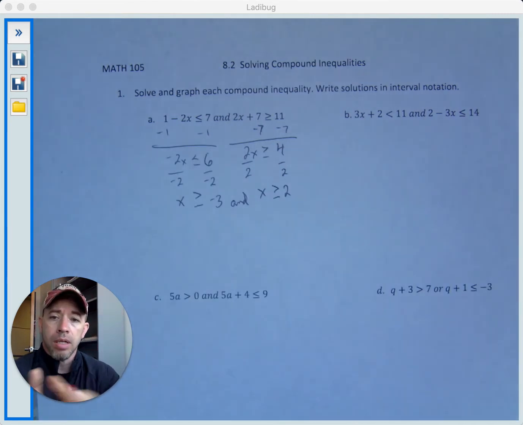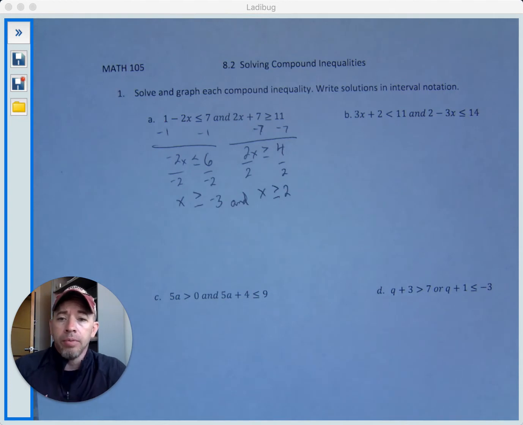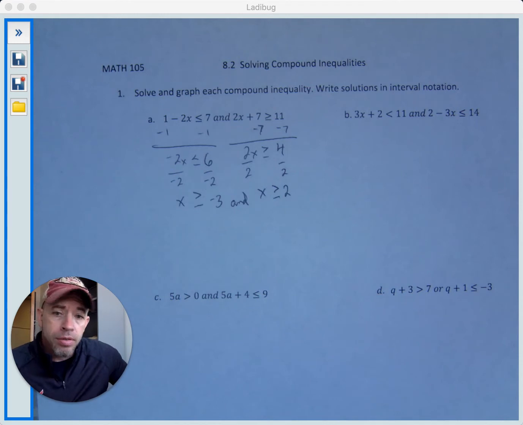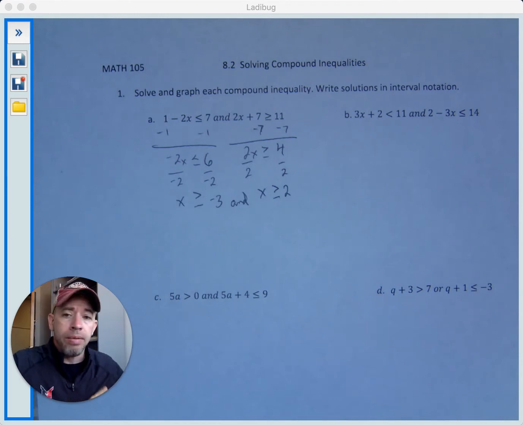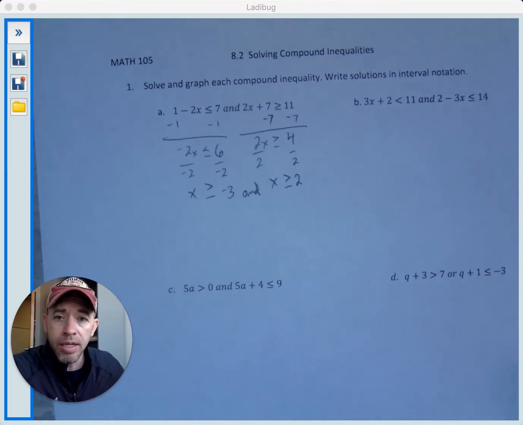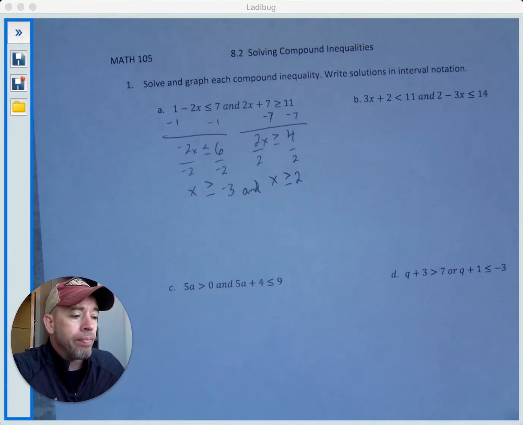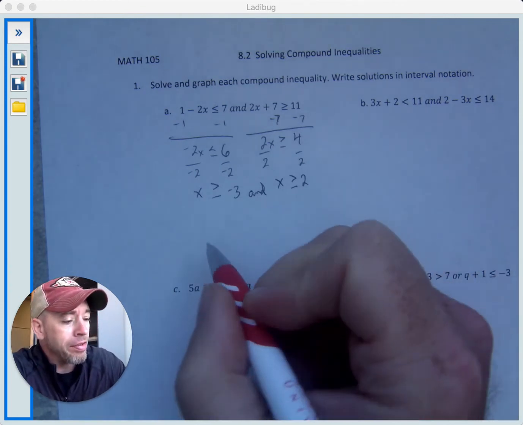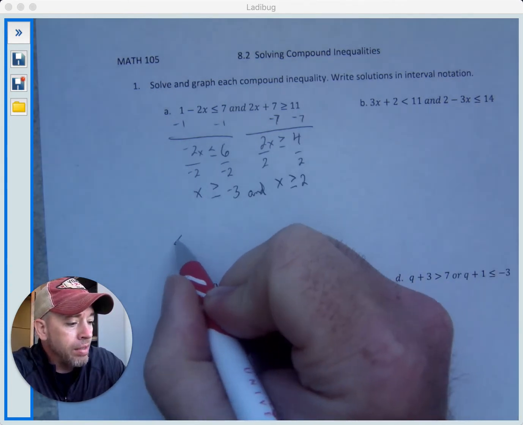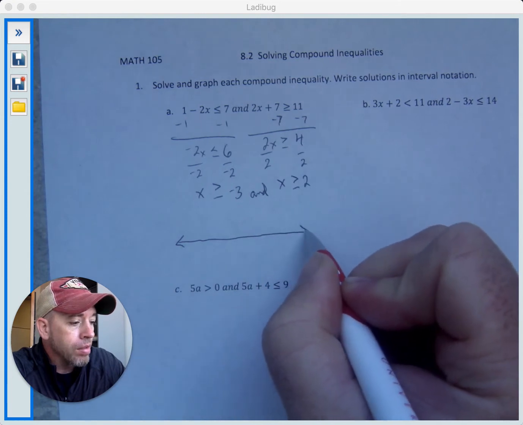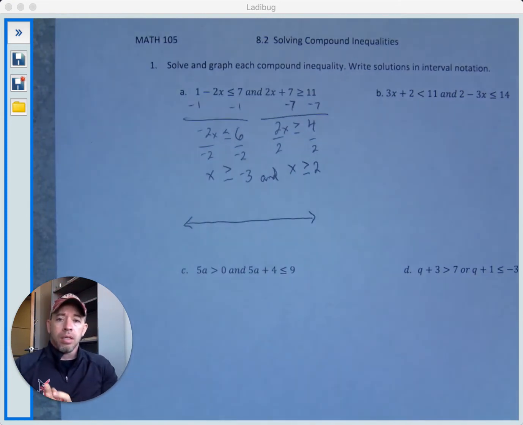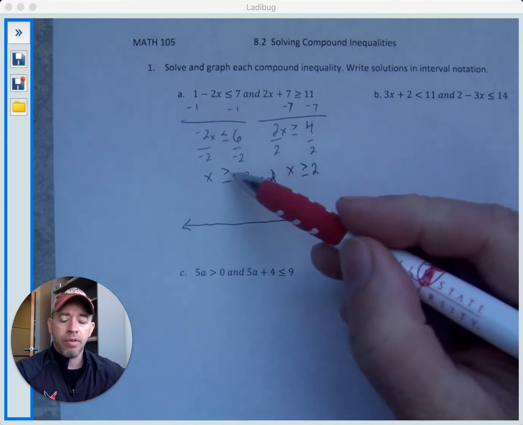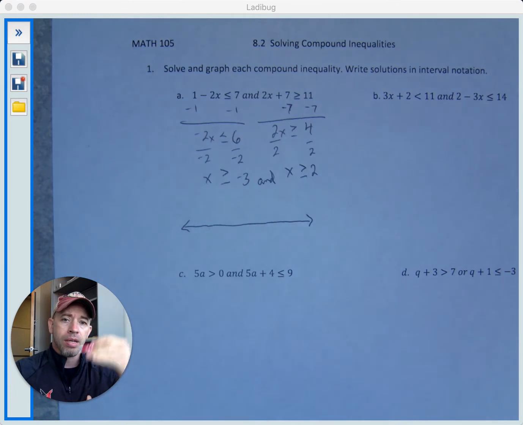So this is kind of a solution, but now how do we put this in interval notation, and how do we graph it? Those are a couple of tricky points here. So here's what I like to do. I like to actually graph it first. Sometimes, but most of the time, I'll graph it first. So let's see. I'm going to make a number line. What I like to do is graph the first inequality above, and graph the second one below.